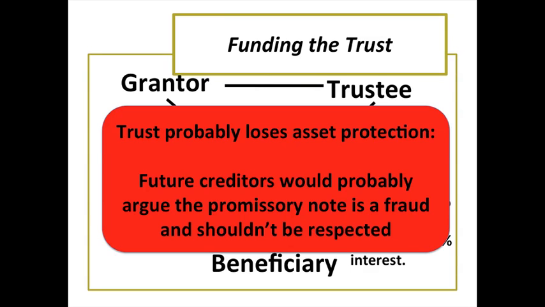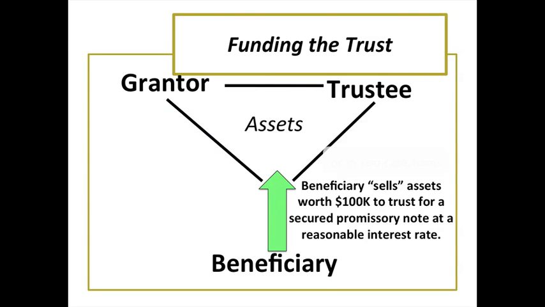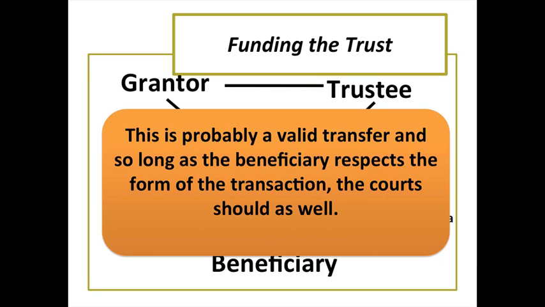Finally here, the beneficiary sells assets worth $100,000 to the trust for a secured promissory note at a reasonable interest rate. Well, what do you guys think? Yeah, sure. That's going to be respected. And that's just kind of the moral of any transaction that you, the beneficiary, might engage in with the trust. So long as it is done on a commercially reasonable basis and you document it, you have a nice paper trail, it will probably be respected. And this is a way on how you can move assets into this trust and have those assets build up in the future and have them build up on a protected basis.